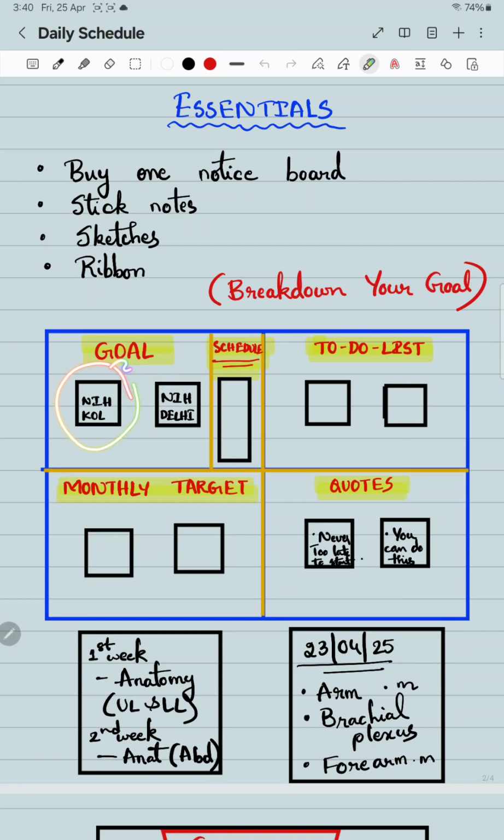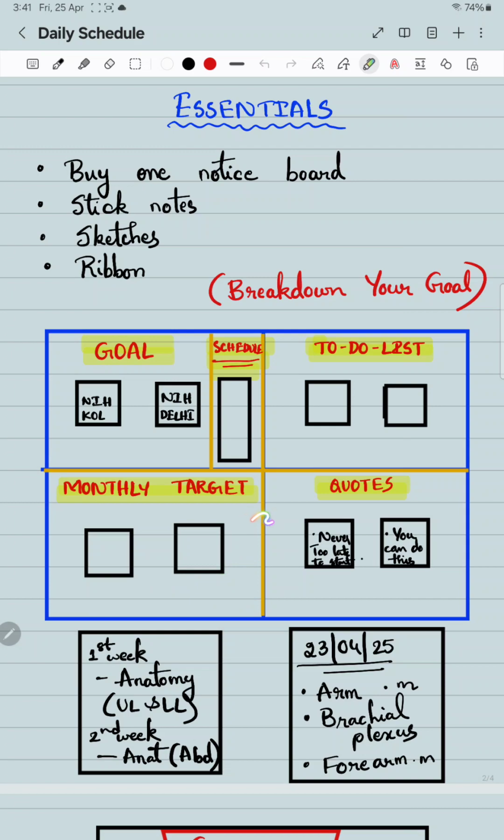So write down the goal first, and then break down your goal into monthly targets. In the coming videos I'll be telling you, if you have 3 months, what kind of monthly targets you have to follow, and if you have 6 months, what kind of monthly targets. And if you're an intern who has just joined and you have almost 1 year, what kind of monthly targets you have to follow for the next 12 months. I'll be guiding you for the next 12 months.